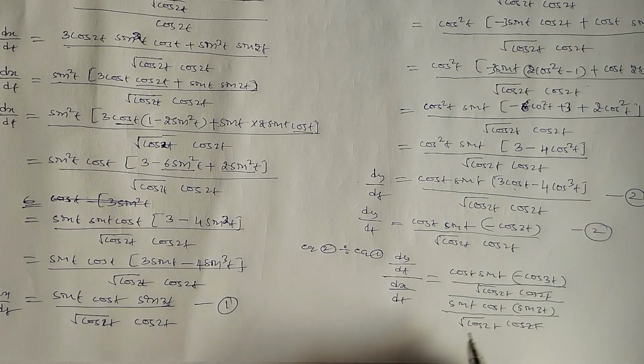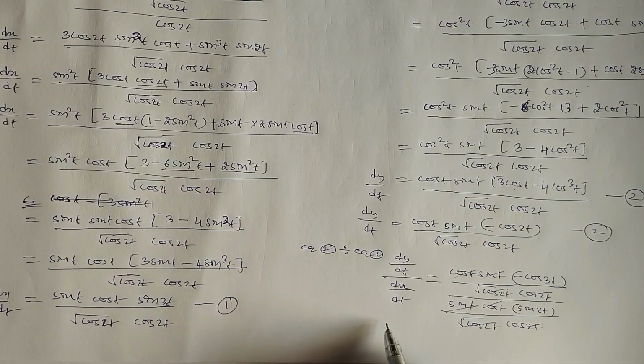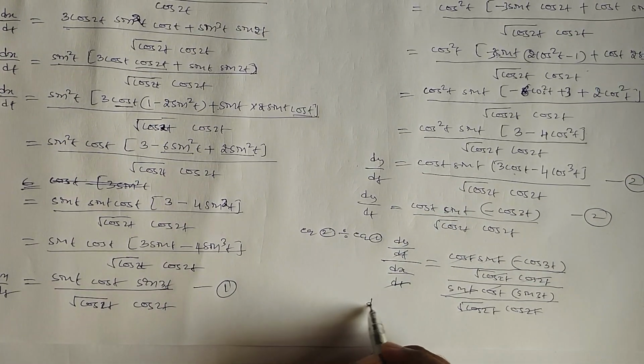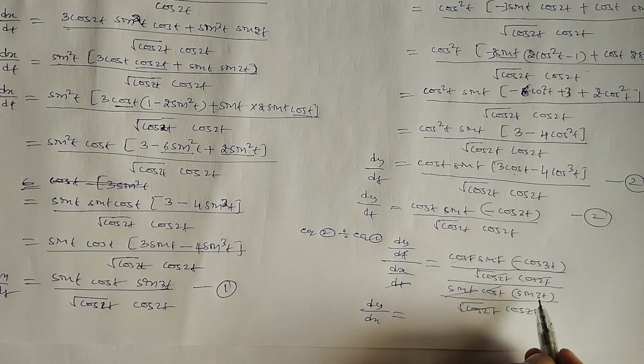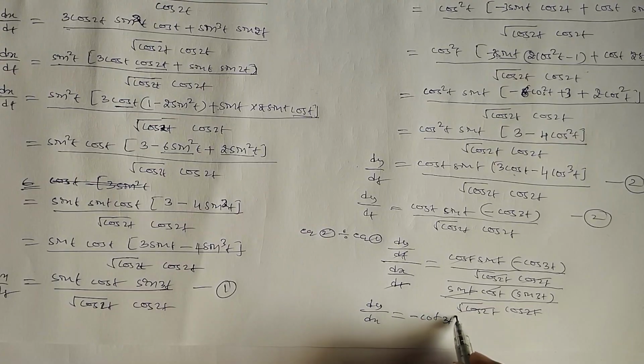Here cos 2t, cos 2t cancel, and sin t cancels. So what is remaining? dt cancels, dy by dx is equal to minus cos 3t divided by what? Sin 3t becomes what? Minus cot 3t.